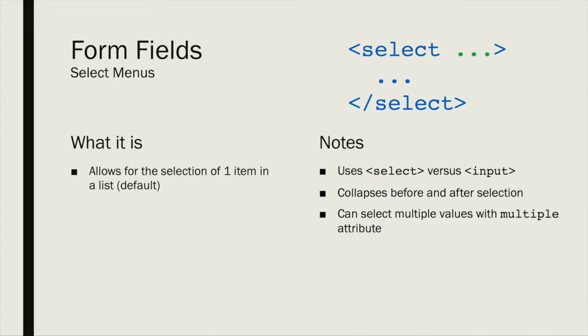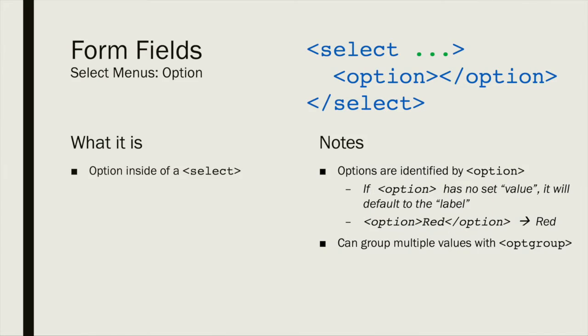Next are select menus or drop-down boxes. This allows for the selection of one item in a list by default. Notice that this does use the select tag versus input. This collapses before and after a selection, and you can select multiple values with the multiple attribute. Once you get into select or drop-down boxes, you must pick different items inside that are called options. These options are inside of a select tag and a few other items, but mainly the select tag, and the options are identified by the option tag.